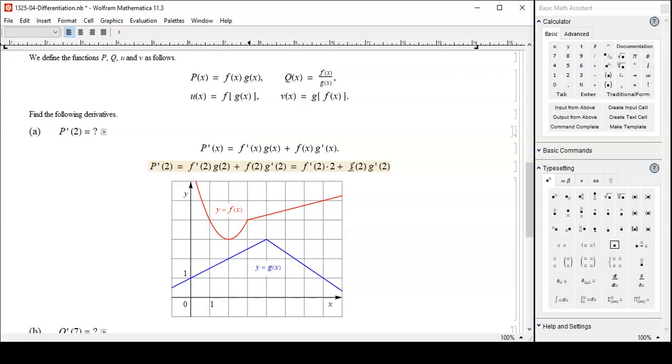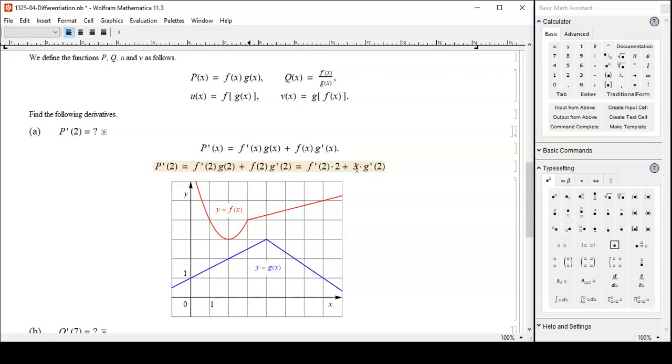Now how about f of 2? When x equals 2, function value here is 3. So that's 3. Is that clear so far? G of 2, from the blue graph, we got 2. And f of 2, from this red graph, I got y equals 3.